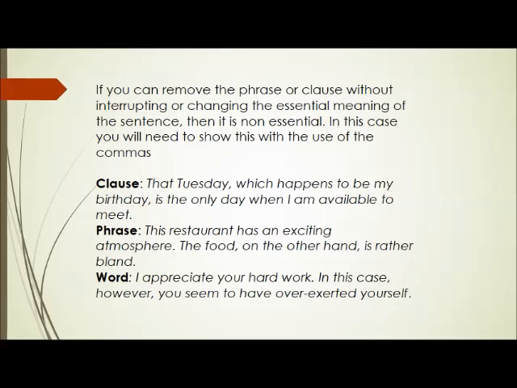Okay, let me show you some examples of phrases and words that are not essential to the sentence. Clause: That Tuesday, which happens to be my birthday, is the only day that I am available to meet. Phrase: This restaurant has an exciting atmosphere. The food, on the other hand, is rather bland. Word: I appreciate your hard work. In this case, however, you seem to have overexerted yourself.